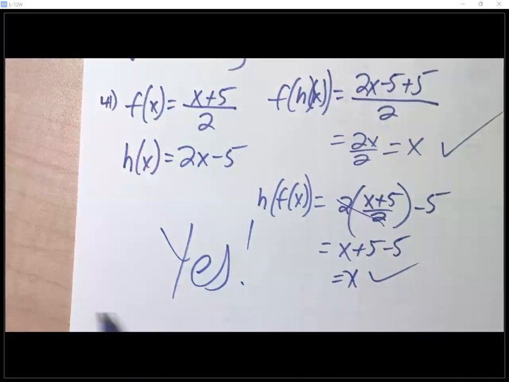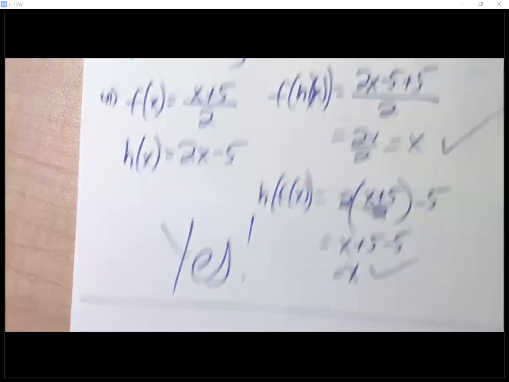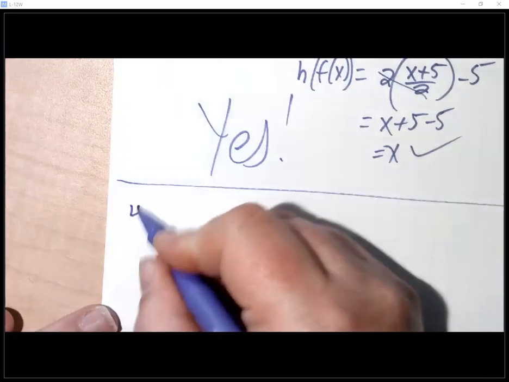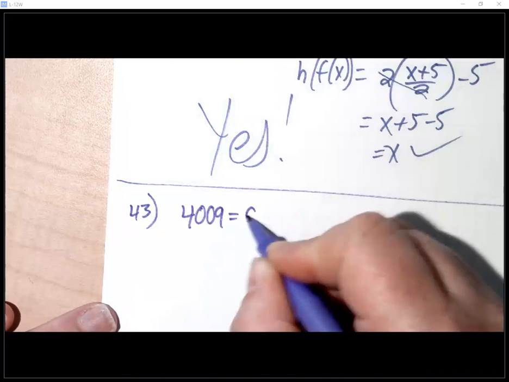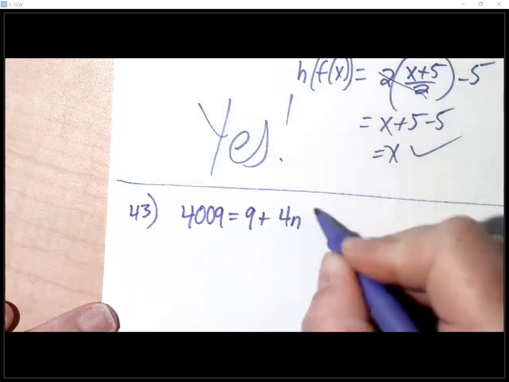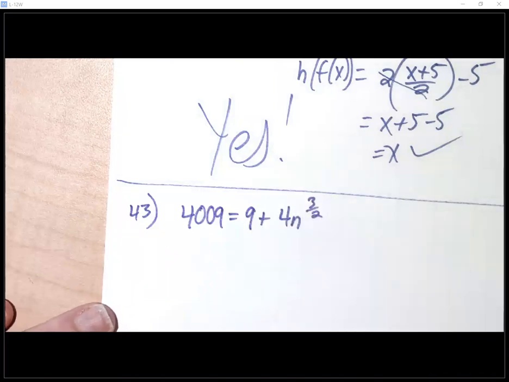All right, 43. Let's try. What's my step 1 for something like this? Subtract. I want to get the thing being raised to the exponent by itself. So let's minus that 9.